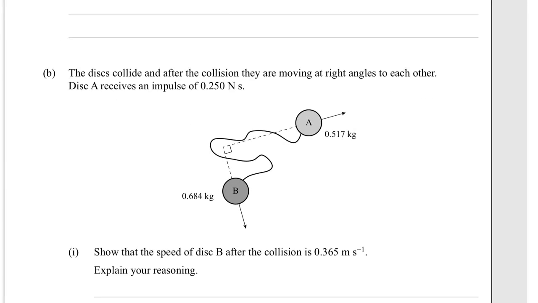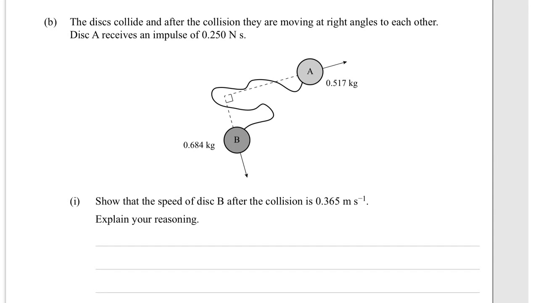B. The discs collide, of course. After the collision, they're moving at right angles to each other, which also makes for a very nice triangle when we're dealing with vectors, so we're likely to have to do a vector calculation here. Disc A receives an impulse of 0.250 newton seconds. Okay, so that's our change in momentum equals F change in time.